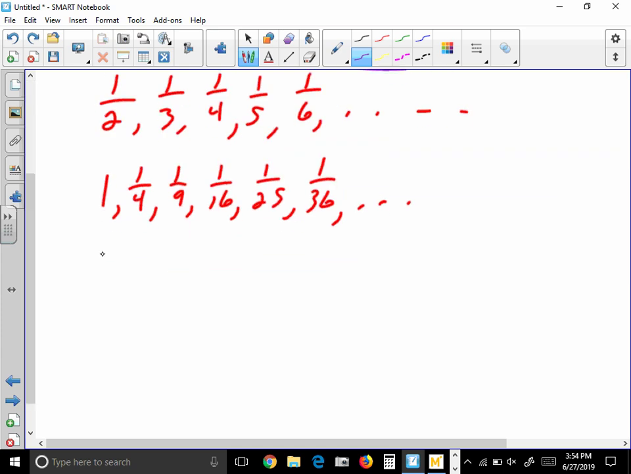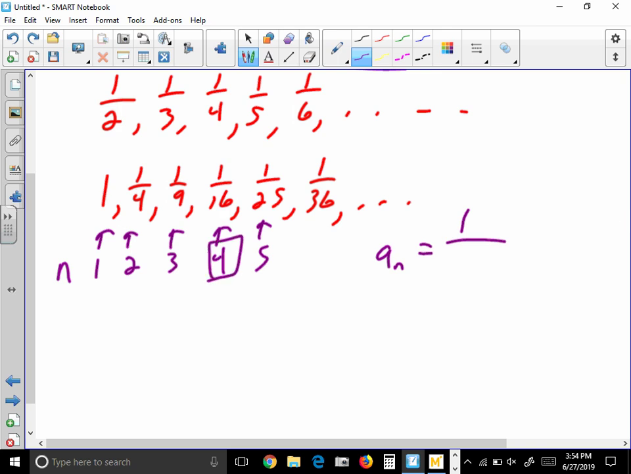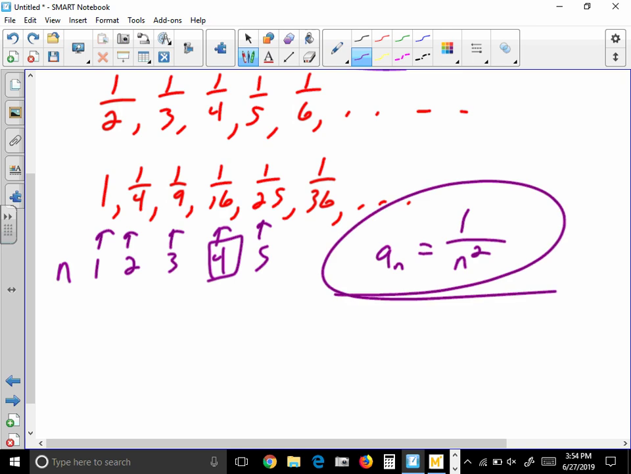All right, if we look at this one, and n is 1, 2, 3, 4, 5, and so forth, what would be a formula for that sequence? Notice the top is 1, the bottom is just the square of n. So sometimes we'll have that exercise. Here's a sequence of numbers. Find a formula. How do you get from one value to the next?